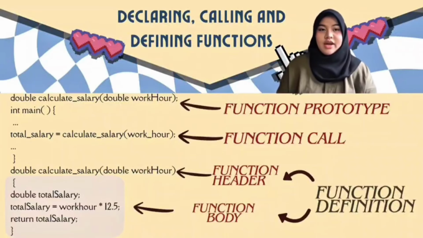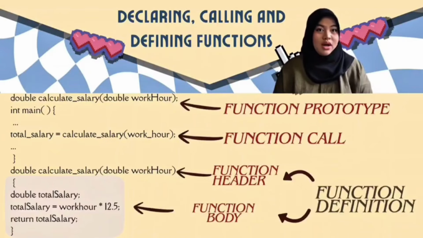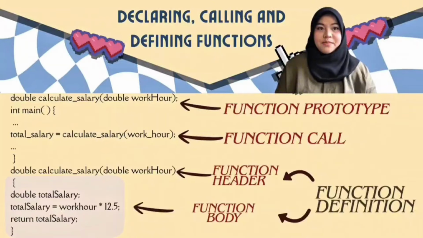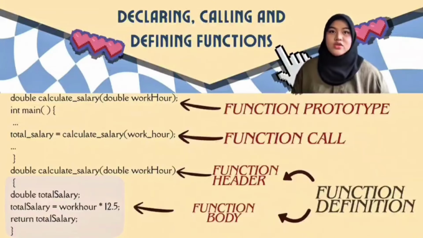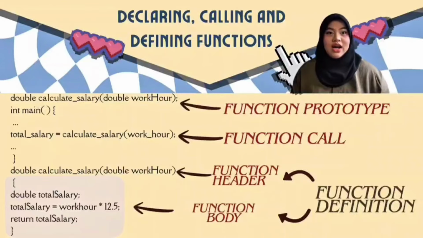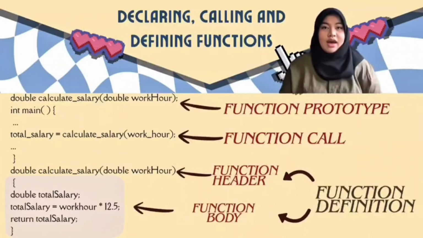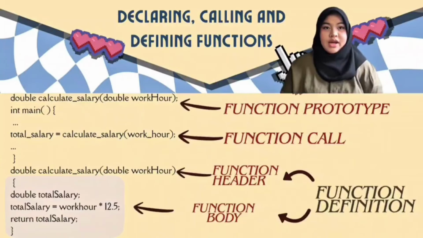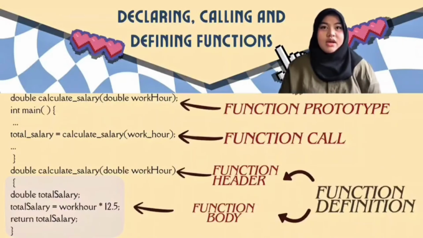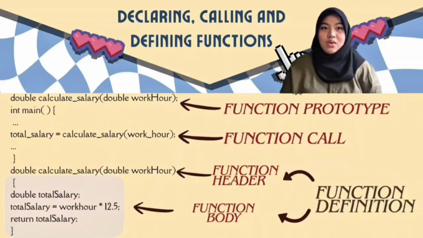double calculateSalary(double workHour) is a function prototype, while totalSalary = calculateSalary(workHour) is a function call. And double calculateSalary(double workHour) { double totalSalary = workHour * 12.5; return totalSalary; } is known as the function definition.